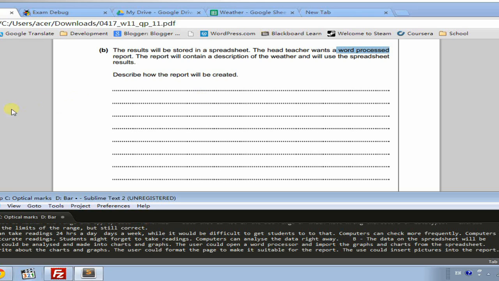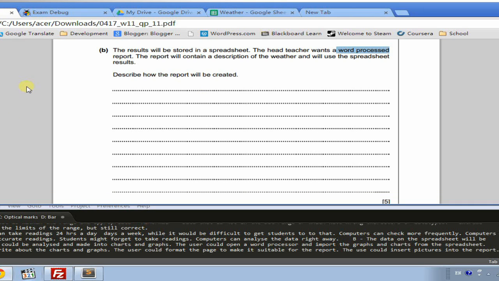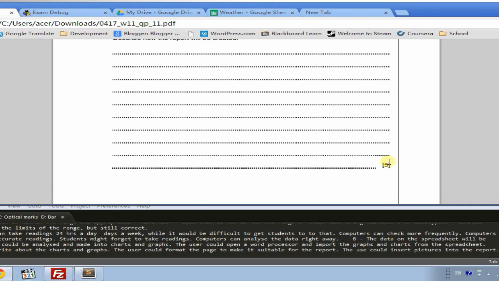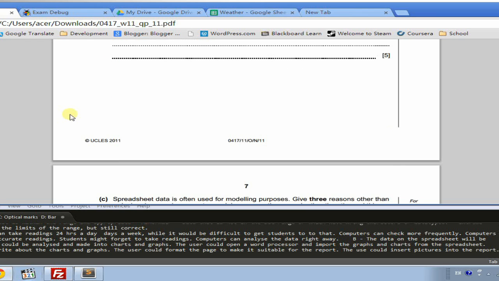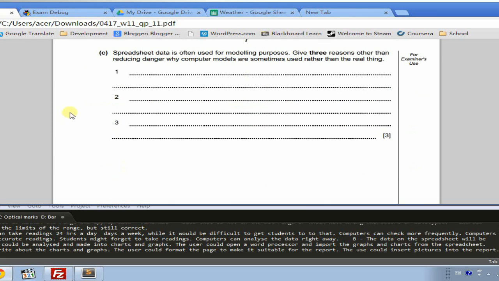So let's go on to part C. Oh yeah, and always keep an eye on the number of marks. So make sure you got 5 marks in this part here. I'm pretty sure we do. So part C. Spreadsheet data is often used for modeling purposes. Give 3 reasons other than reducing danger why computer models are sometimes used rather than the real thing.